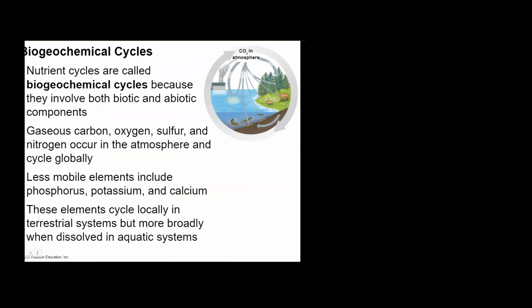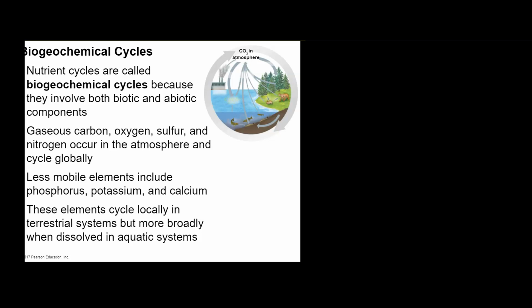So these cycles, we group them under the name biogeochemical cycles. And they're nutrient cycles that contain biotic and abiotic components. So, for example, carbon, oxygen, sulfur, nitrogen are part of these biogeochemical cycles. We also have much slower moving elements like phosphorus, potassium, and calcium. So these tend to spend a lot more time in the abiotic portion of the cycle, which keeps them there longer. So they're considered less mobile.